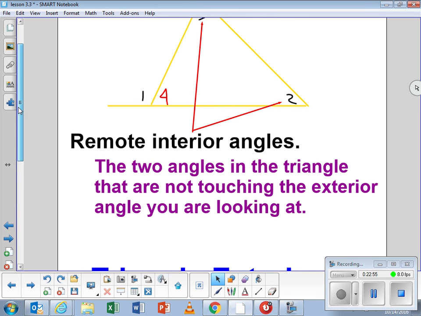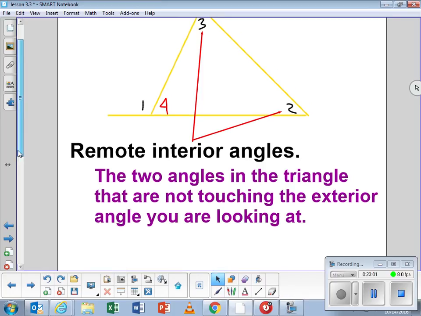So, just to recap this, now that everybody's left, and I'll post this today. Remote interior angles are the 2 angles in a triangle that are not touching. In other words, they're not adjacent to the exterior angle. Angle 4 is adjacent to angle 1 because it shares the vertex and this common side. That makes it adjacent to angle 1.